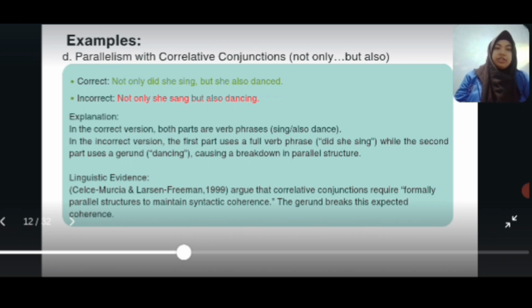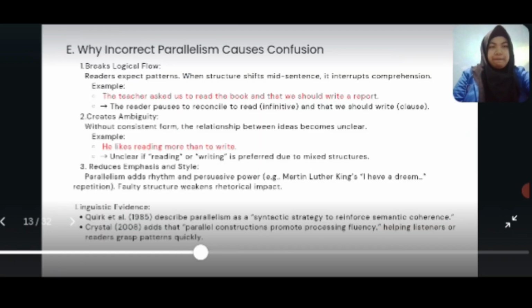According to Celce-Murcia and Larsen-Freeman, 1999, they argued that correlative conjunctions require formally parallel structure to maintain syntactic coherence. The gerund breaks this expected coherence.